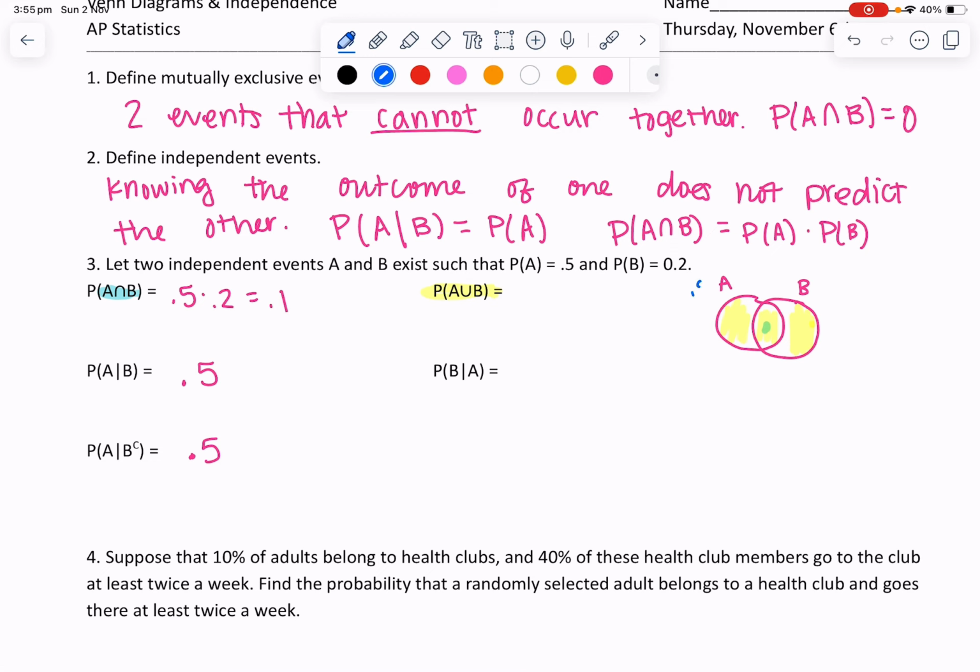So I know that A is 0.5 in total and B is 0.2 in total. We already know that intersection is 0.1. So the rest of the A circle must be 0.4. Now this whole circle is 0.5. That's the probability of A. The rest of this circle must be 0.1 because now this whole circle adds up to 0.2. That's the probability of B. So the union is just all those yellow pieces added together, which is 0.6. And the probability of B given that A occurs, well, that's just 0.2. Knowing that A has occurred does not change the likelihood of B occurring.